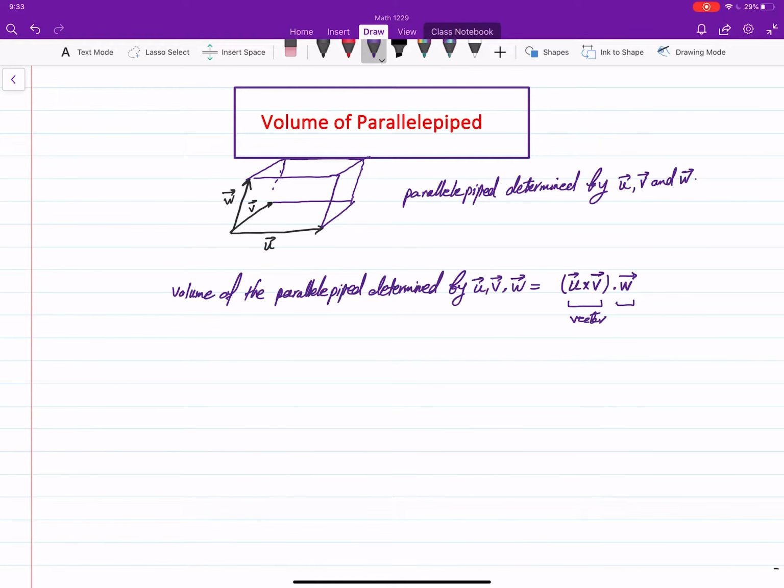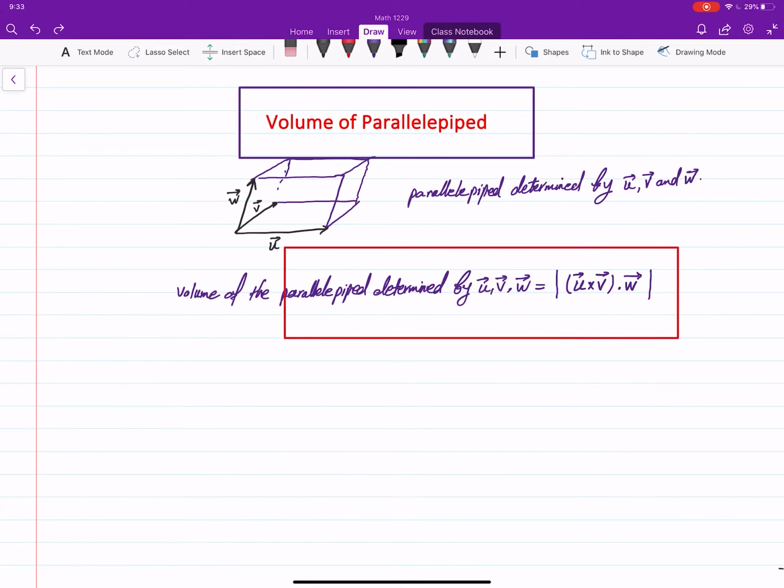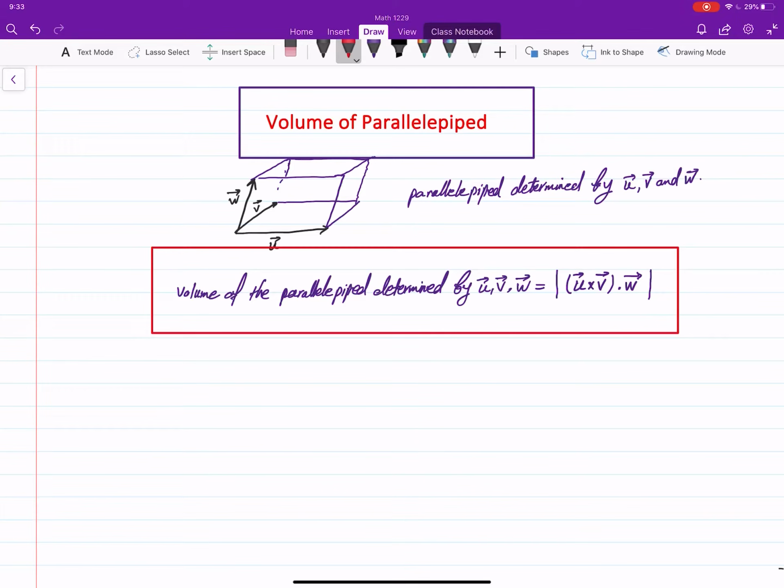Well, if I leave it like that, there is a very small issue there, that this number can be negative. When you take the dot product of two vectors, you can get a negative number. So to avoid that issue, we put the absolute value of that number. It means that if it is negative, just drop the negative sign. If it is positive, you leave it like that. So that is the formula for this video, and we will do some examples for that.